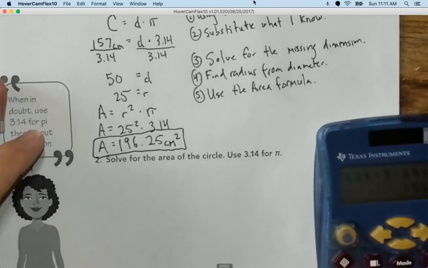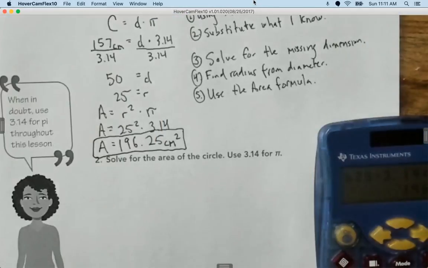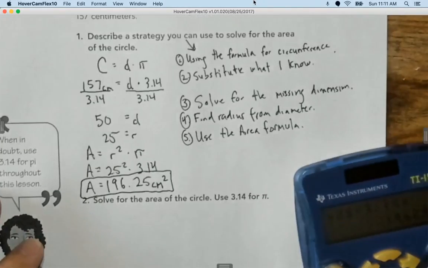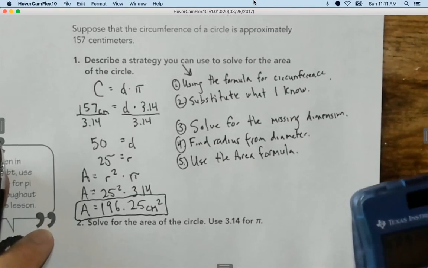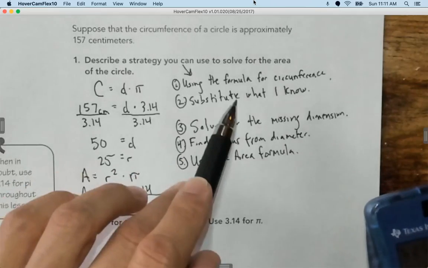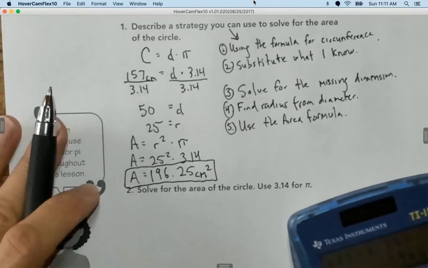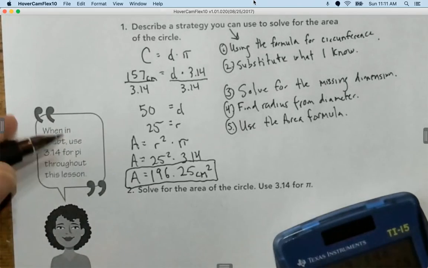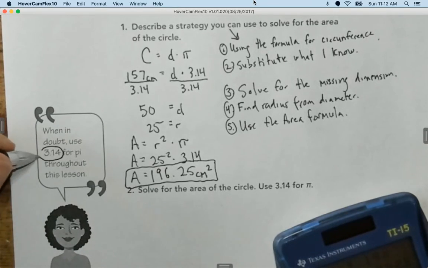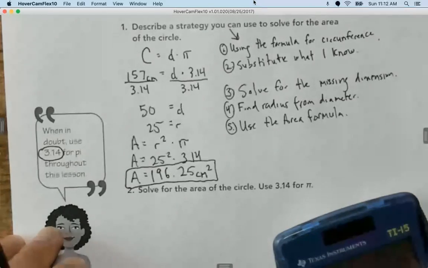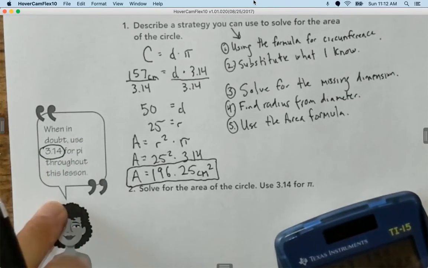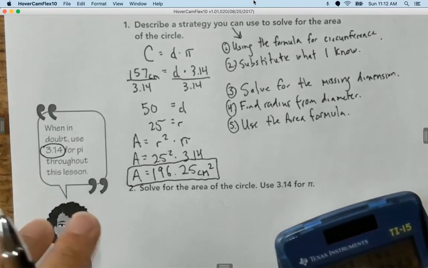My description would be right here, and my actual solving would be on the left. I did more than I wanted to. I just needed to do this in theory, but I wanted to show how I would solve it too. Notice that this person is saying, when in doubt, use the approximation of 3.14 for pi throughout this lesson. What they're saying is if they don't put that direction in, that is what you use for pi.